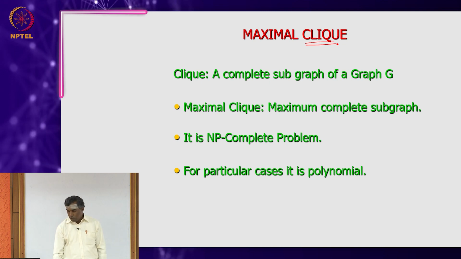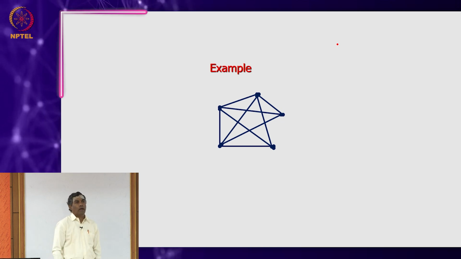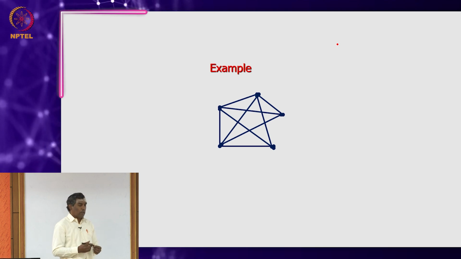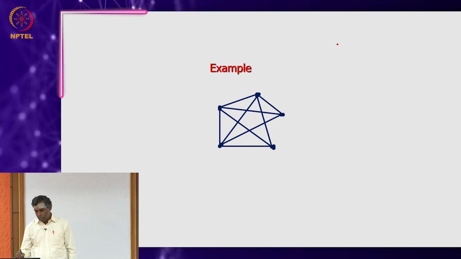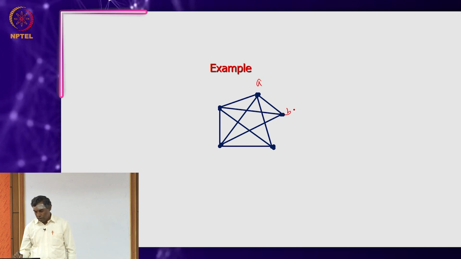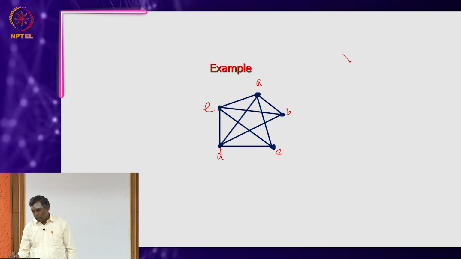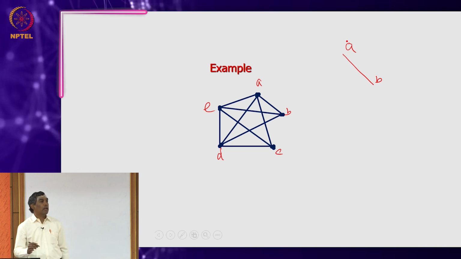Okay. Let us look into a small example. Can you guess what the max clique is, what the size of the max clique or the clique number is? For example, I can label this A, B, C, D, E. This AB is a clique, am I correct? Is it a clique? Yes.